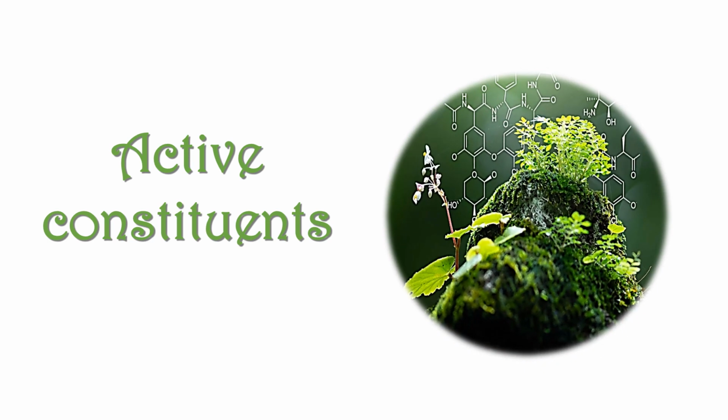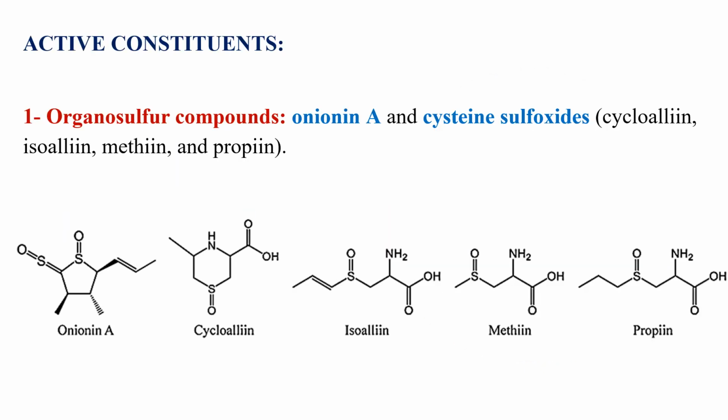Now we are going to discuss the active constituents present in the onions. Onion is a very rich source of organosulfurous compounds, and the major compounds identified are onionin A, a cyclic organosulfurous compound, and cycloalliin, also from the cysteine sulfoxides. We have cycloalliin, isoalliin, methiin, and propiin. All are organosulfurous compounds. Some are cyclic and some are not cyclic, but in a straight chain.